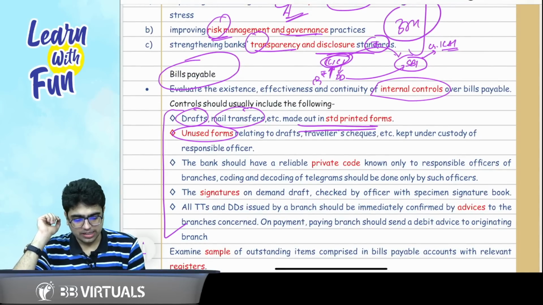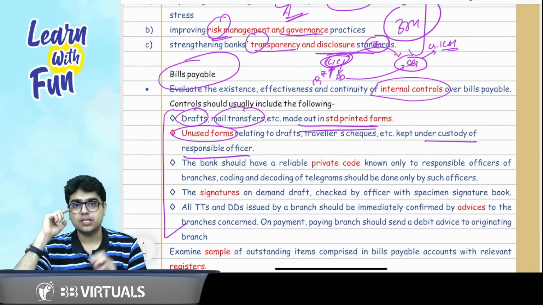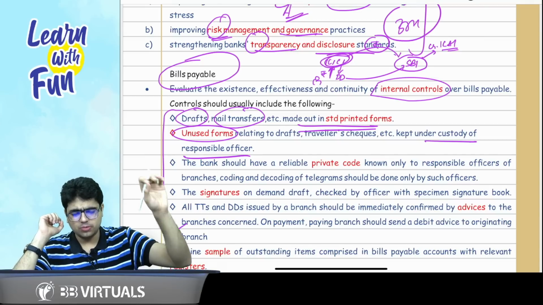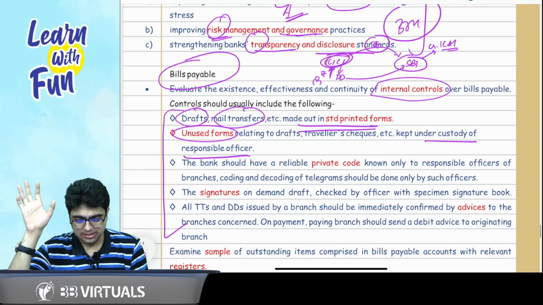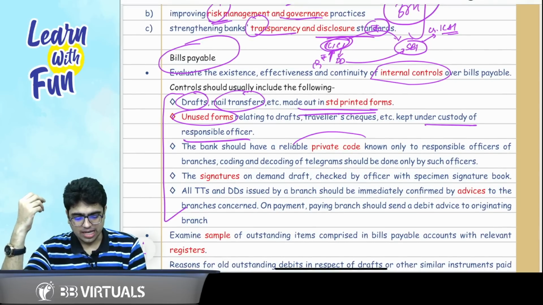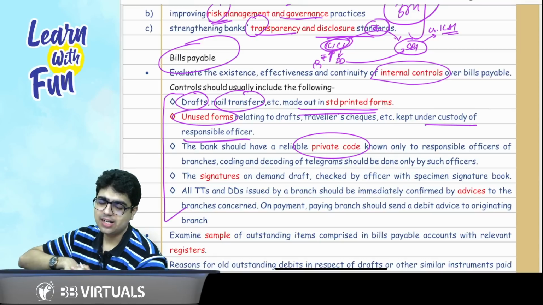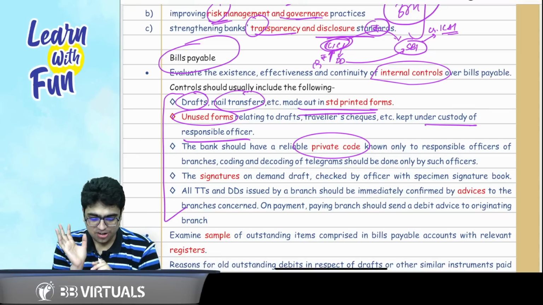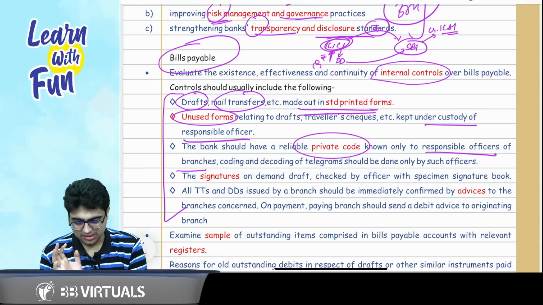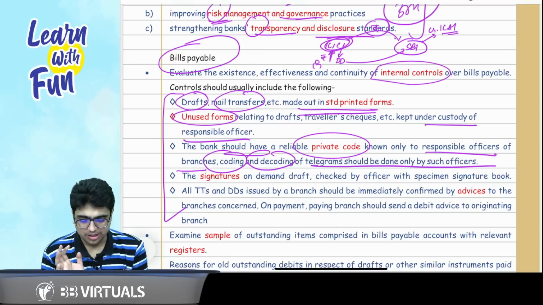Unused forms should be under the custody of responsible officers. So standard printed forms, unused forms under the custody of responsible officers, plus the bank should have a reliable private code, which is known only to the responsible officers of the branches, and coding and decoding should only be done by the officers.